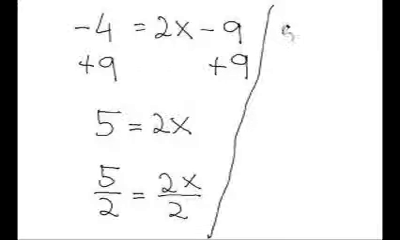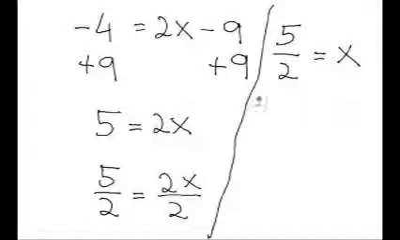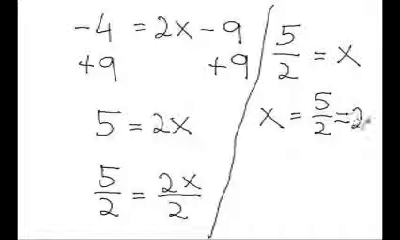Okay, so we end up with 5 halves is equal to 2x over 2, which is just an x. So overall, I prefer to say x is equal to 5 halves. If you don't like improper fractions, this can be written as a mixed number. So this is actually 2 and 1/2 in mixed number notation, or 2.5 in regular decimal notation.